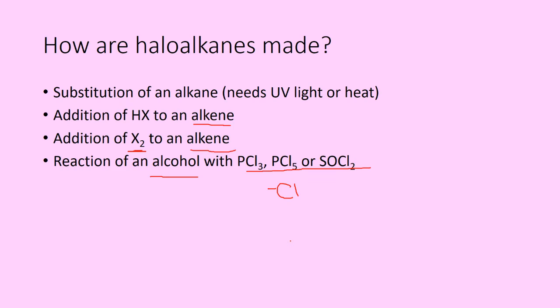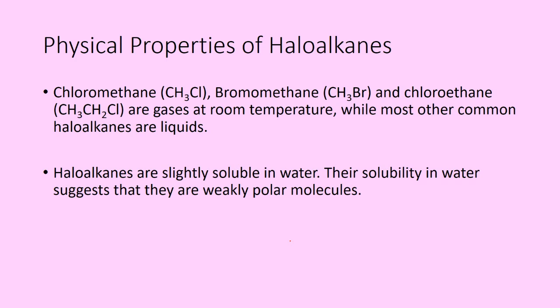That would make haloalkanes. So what are the physical properties of haloalkanes? So chloromethane, bromomethane, and chloroethane are gases at room temperature, while most other common haloalkanes are liquids. Haloalkanes are slightly soluble in water, and their solubility in water suggests that they are weakly polar molecules. Okay, so they are weakly polar molecules. These halogen atoms are slightly more electronegative than hydrogen, so that's what makes them weakly polar.